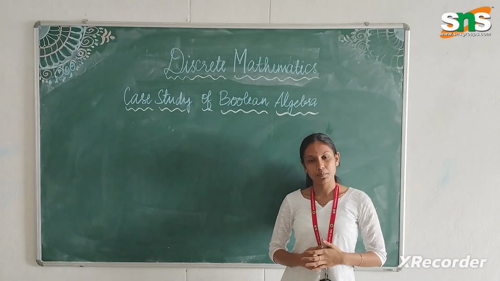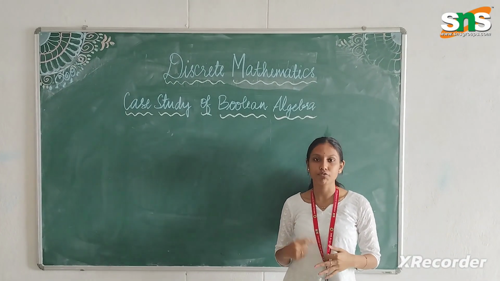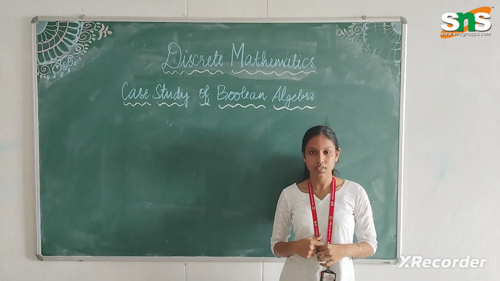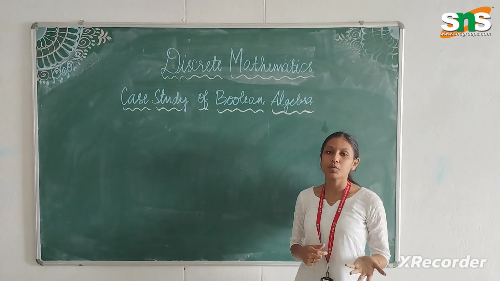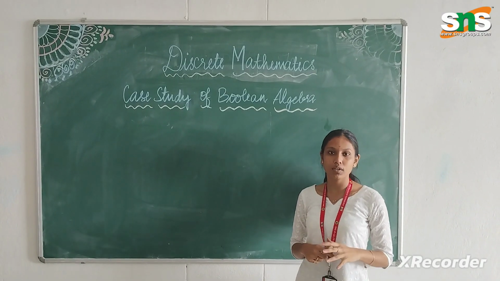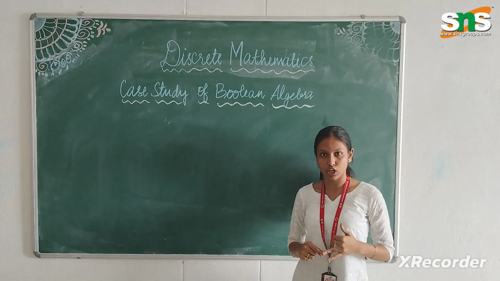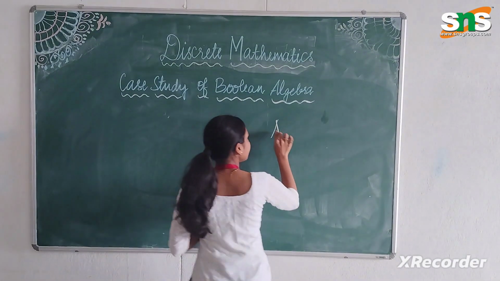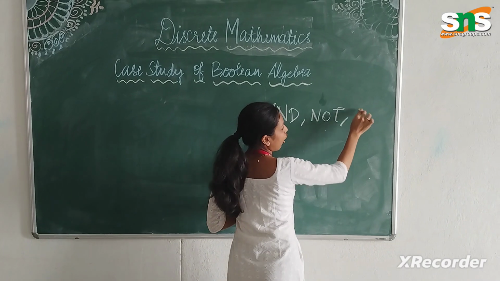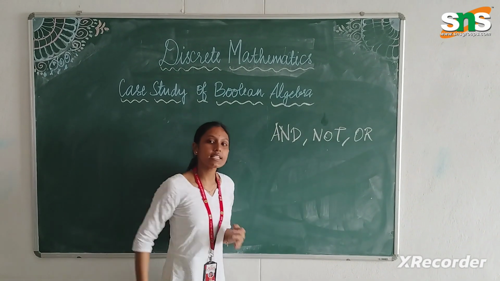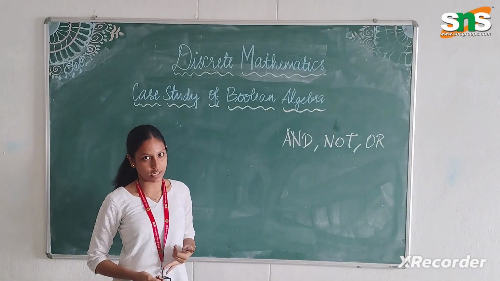Boolean algebra typically involves principles, rules and applications for simplifying logical expressions and designing circuits. Basically, Boolean algebra is a branch of algebra that focuses on binary variables and logical operations, which are AND, NOT and OR. These are the basic fundamental logical operations in computer science and digital electronics.